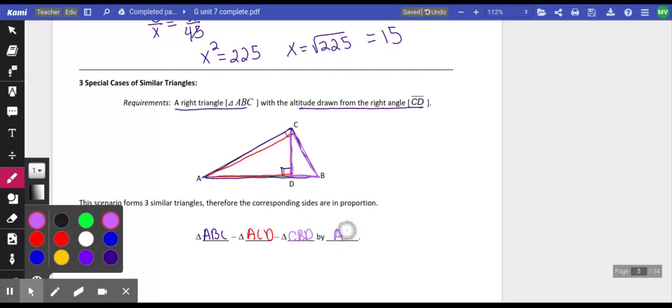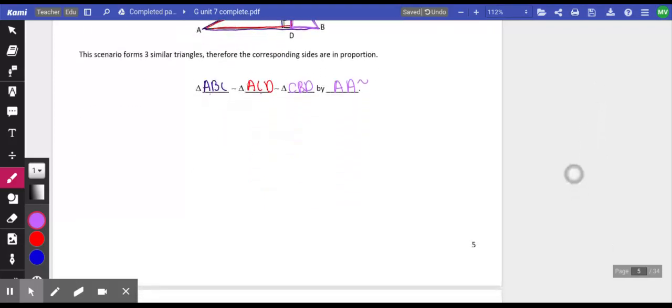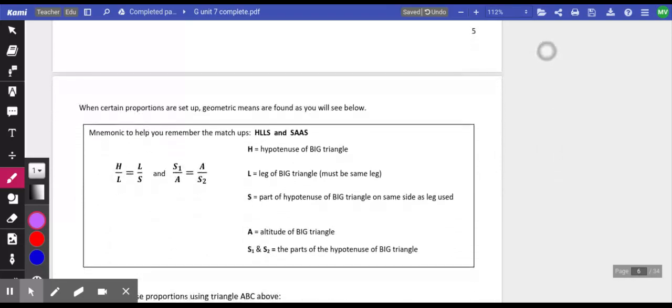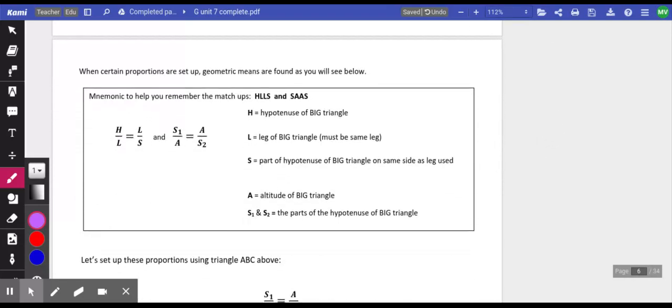And those are all 3 similar by AA, because ABC and ACD share A, and they both have a right angle. Then ACD and CBD share D, and C is congruent to A in that case, but it's really because the big one shares B. So that special case gives me 2 very important ratios, which are Hills and SAS.